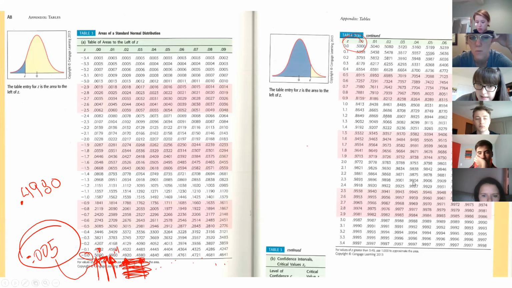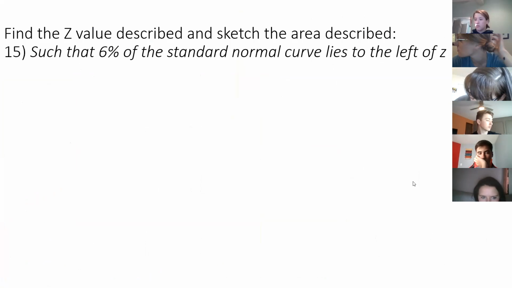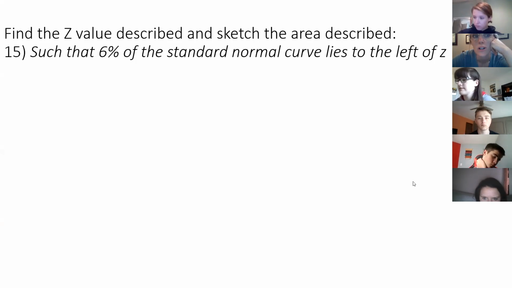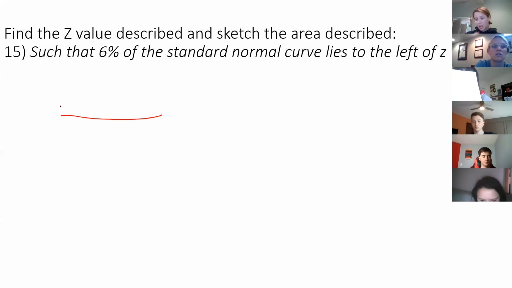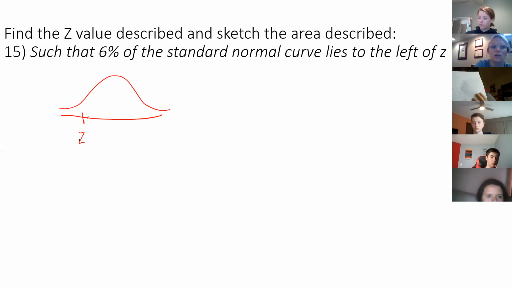Let's actually just do your homework. If you have a pen or whatever, now's a good place to get it out. We're going to start with 15, because remember, you're doing 15 through 27 and then 29. All right, so 15. Find the z-value so that 6% of the standard normal curve lies to the left of z. If you're drawing it out, 6% is going to be pretty low. I'm looking for this z-score.